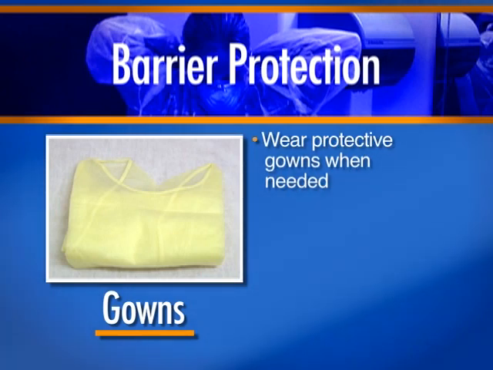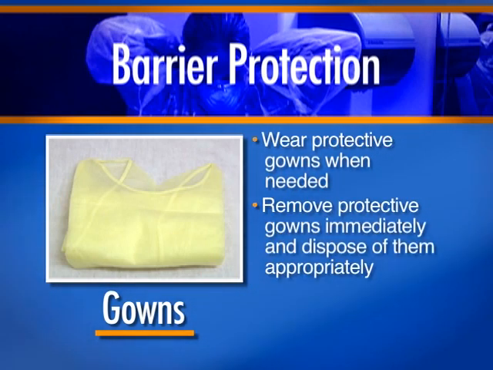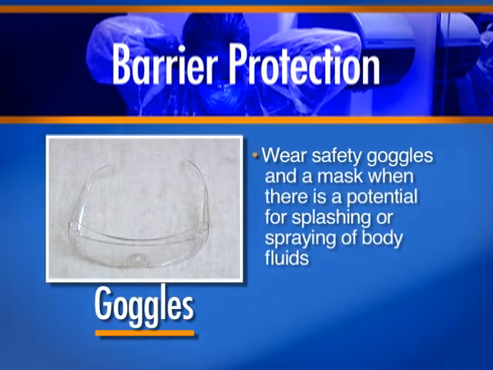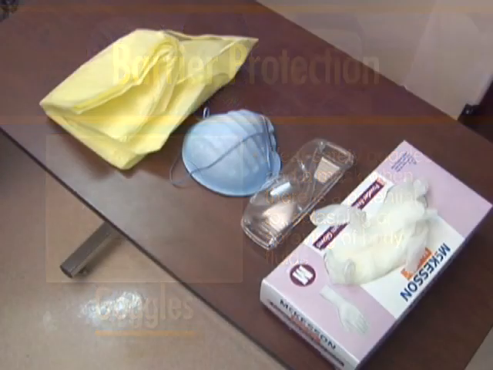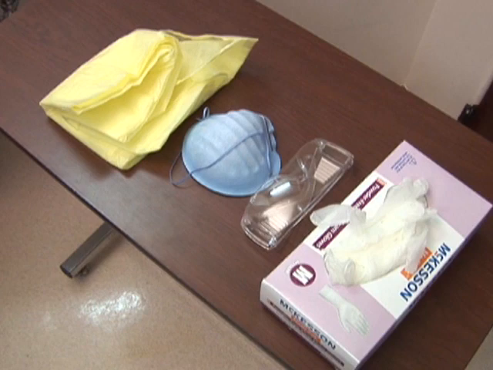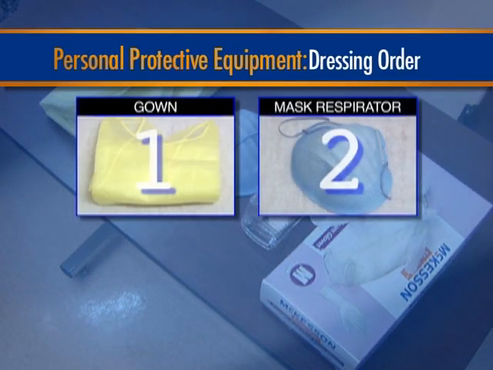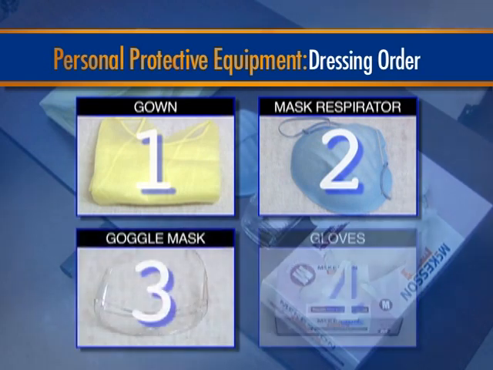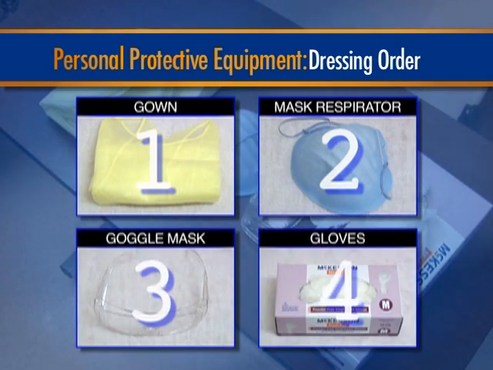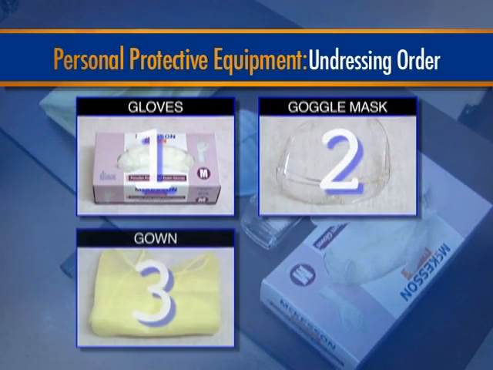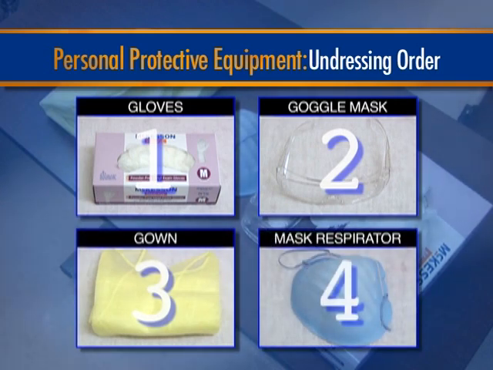Wear protective gowns when needed. Remove gowns immediately and dispose of them appropriately. Wear safety goggles and a mask when there is a potential for splashing or spraying of body fluids. The Centers for Disease Control and Prevention recommend dressing and removing personal protective equipment in a specific order. When putting them on, first dress in the gown, mask respirator, goggle mask, and finally gloves. When removing personal protective equipment, take off the gloves, goggle mask, gown, and finally the mask respirator.